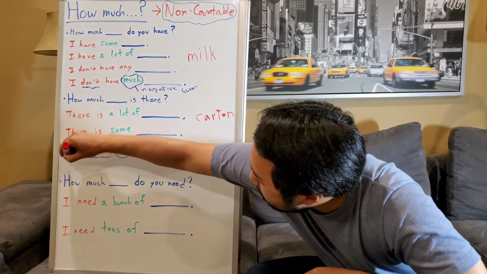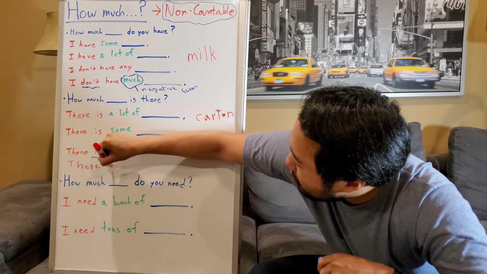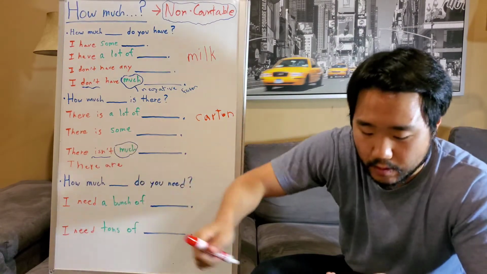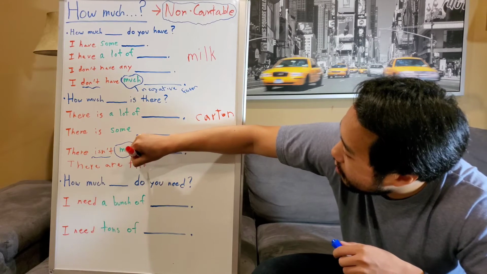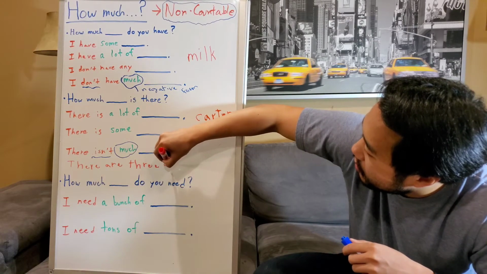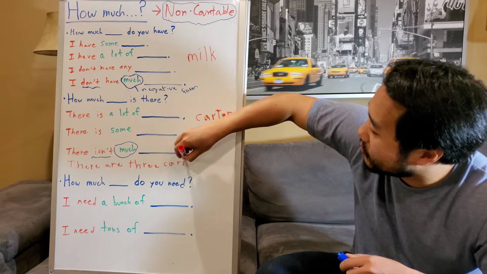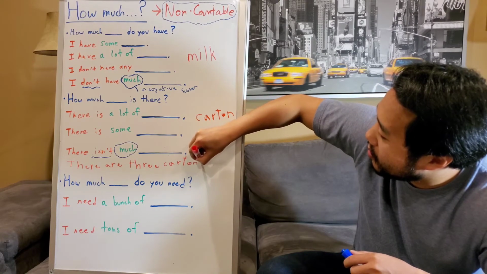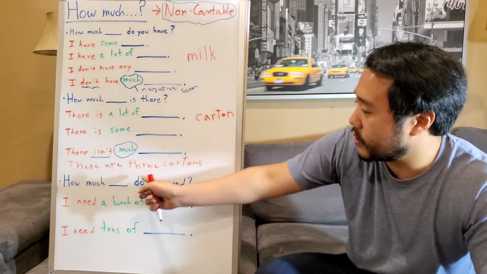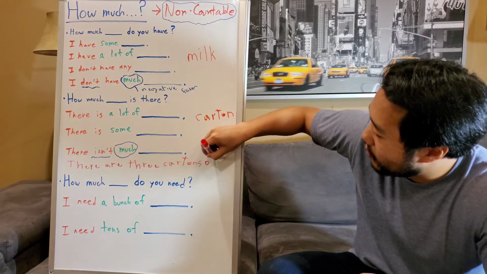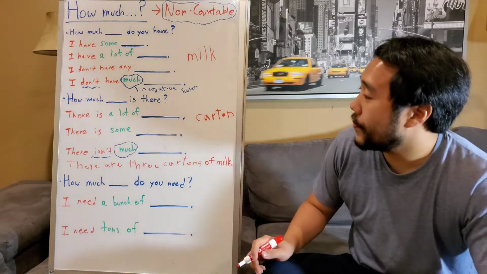I'm going to say there are 3 cartons, because if there are 3, we're using this phrase to count the non-countable noun, right? Cartons. So if it's singular, there's 1 carton, but if there's more than 1, we have to say cartons with an S of milk. Milk, period.